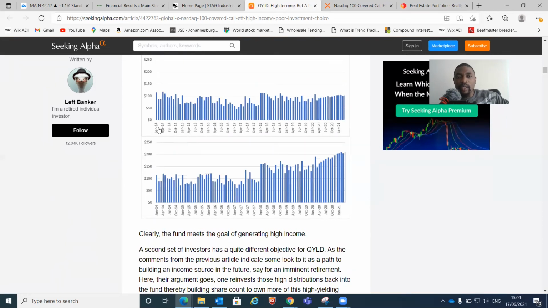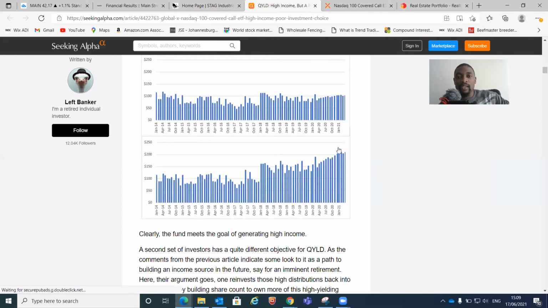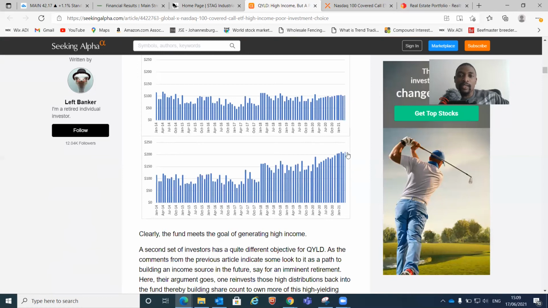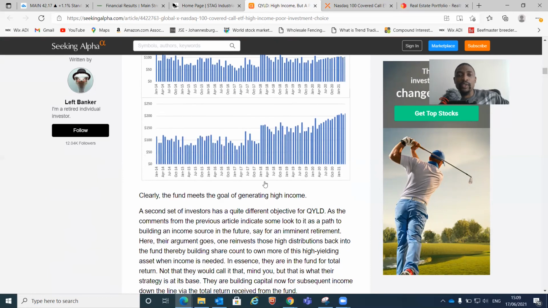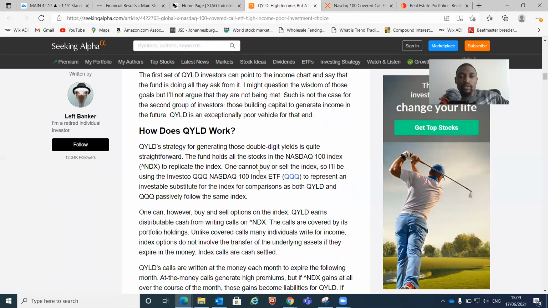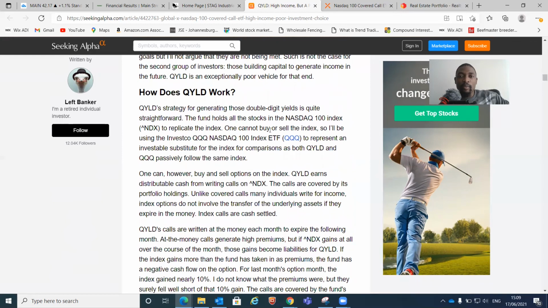So that's what you can expect to get. But this dates back all the way to January 2014. Over the years from January 2014 to January 2021, the income that you're getting grew from $100 all the way to about $200 per month. Which is good, as it says that it's clear that the fund meets the goal of generating a high income. So they do describe how this fund works. It generates those double-digit yields. They say it holds this index. One cannot buy or sell the index directly, so it will be like using a different kind of index.